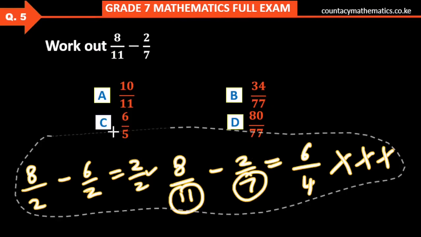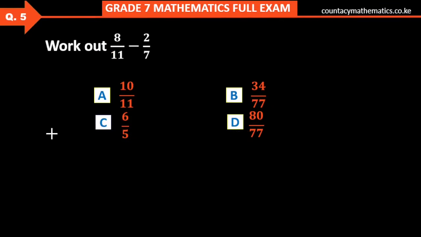For a case where the denominators are not equal, we find the LCM of those denominators. For our case, we have 11 and 7. See, these are prime numbers. They cannot be divided by any other number. Therefore, the LCM is simply 77. And this is actually a straightforward trick to find the LCM of prime numbers.